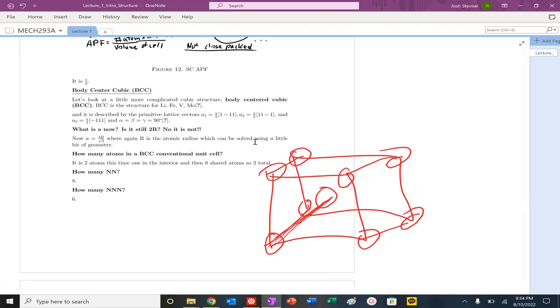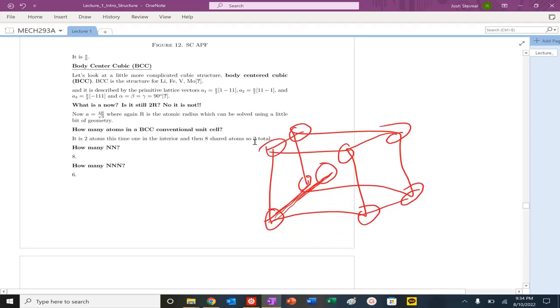I can't have close packed planes in a structure that is not close packed. But anyways, these two atoms are touching, and these atoms are touching here. So that distance here is 4r. If I'm trying to find my A, I know that this distance is A, this distance is A, and this distance here is A square root of 2. So I can solve for A.